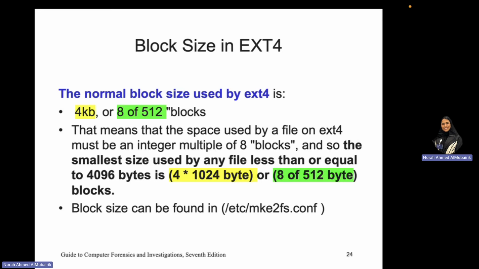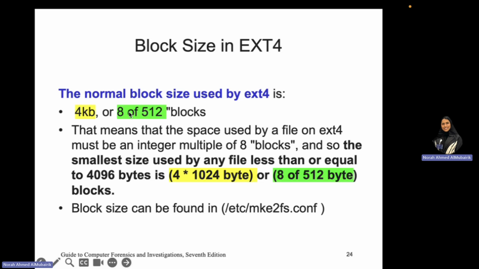Now, the point is that we need to ask ourselves, what is the size of the block in the fourth extended file system? The minimum is 512, but the average is actually 4 kilobytes, which means 4 multiplied by 1024, or 8 blocks of 512. So if I have 8 blocks of 512, it will be 8 multiplied by 512.